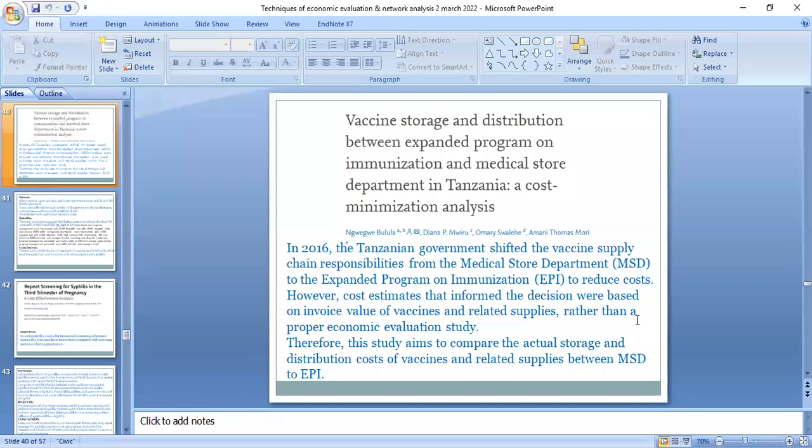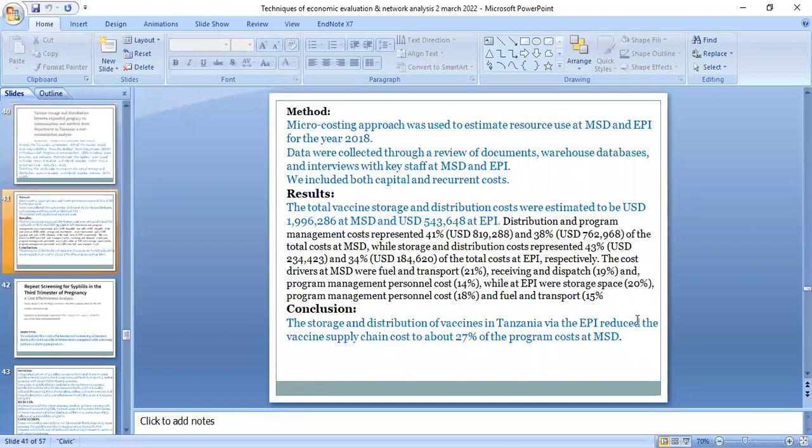Therefore, this study aims to compare the actual storage and distribution costs of vaccines and related supplies between the Medical Store Department and EPI. The method used in this study was a micro-costing approach to estimate resource use at the Medical Store Department and EPI for the year 2018. Data were collected through a review of documents, warehouse databases, and interviews with key staff at the Medical Store Department and EPI, and included both capital and recurrent costs.